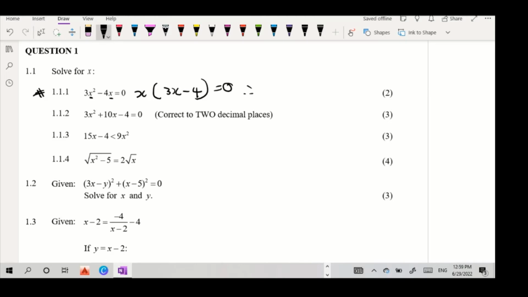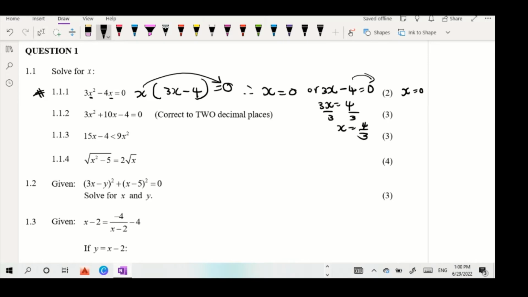So the solution here will be x being equal to 0, which is this 0 here, or 3x minus 4 is equal to 0. Then you transpose the minus 4 to the other side, we have 3x is equal to 4. Divide by 3 both sides, we have x is equal to 4 over 3. So the solutions for this problem here is x is equal to 0 or x is equal to 4 over 3.